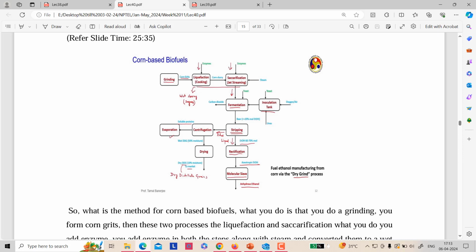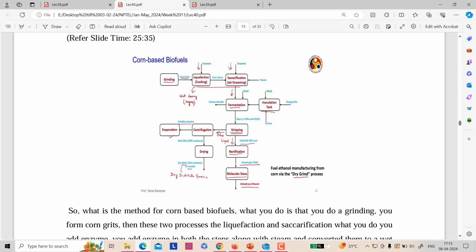It will lead to, now the purification is needed, right? So it will lead to stripping. From stripping, the solid and liquid parts will be separated. The solid part will go to the centrifugation and then evaporation, so soluble proteins are evaporated.